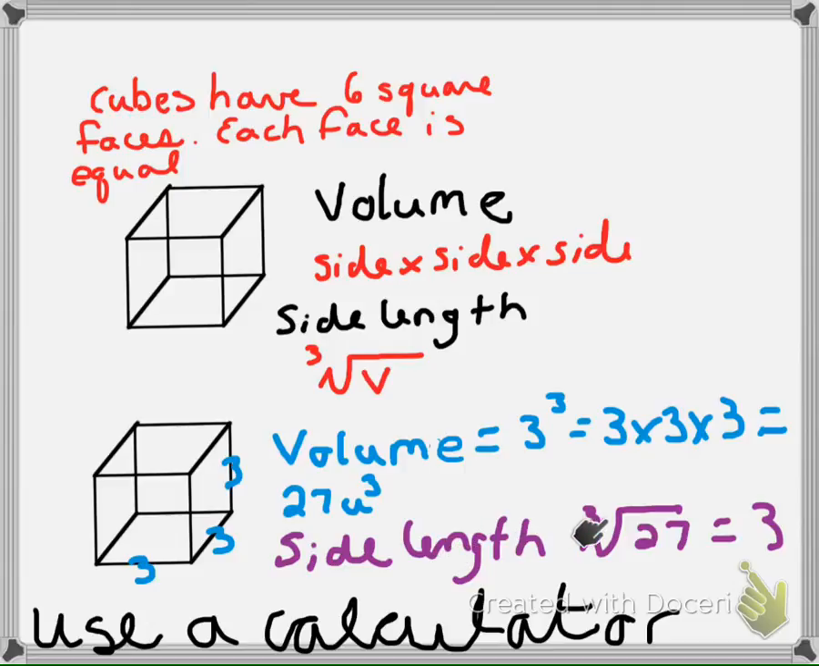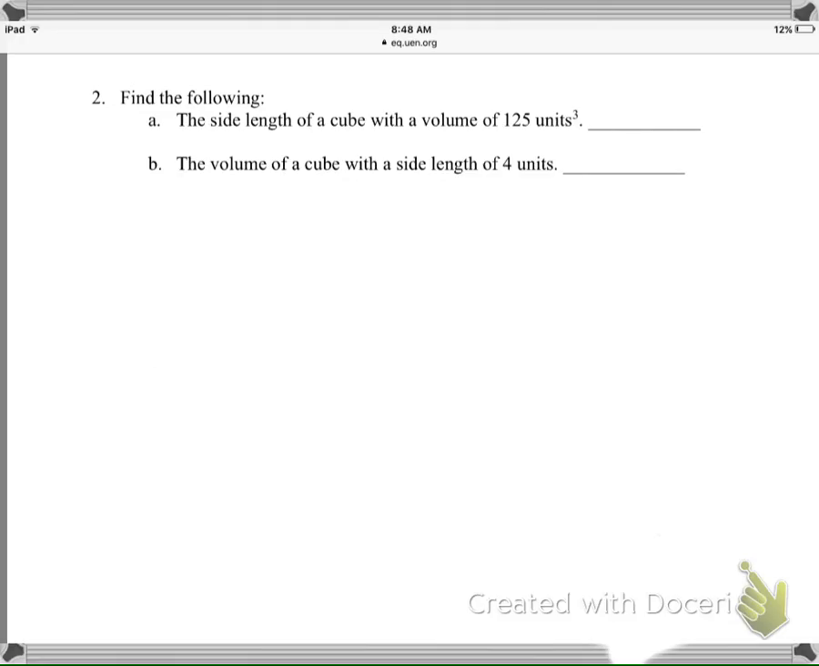So you'd find the cube root of 27. What number times itself 3 times is equal to 27? Well, we already know that that's 3 from up above. 3 times 3 times 3 is 27. So the cube root of 27 is 3. I strongly recommend that you use a calculator when you're trying to find cube roots. Okay, now you're going to be doing some problems, 2a and 2b, where you have to find the side length of a cube and the volume of a cube.